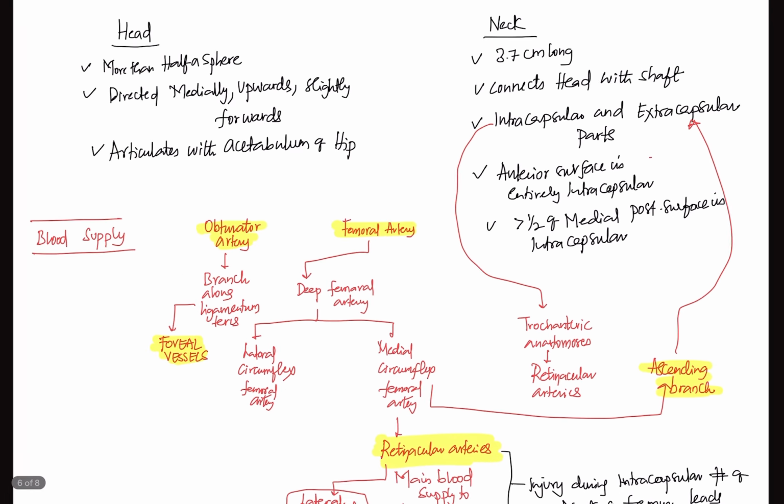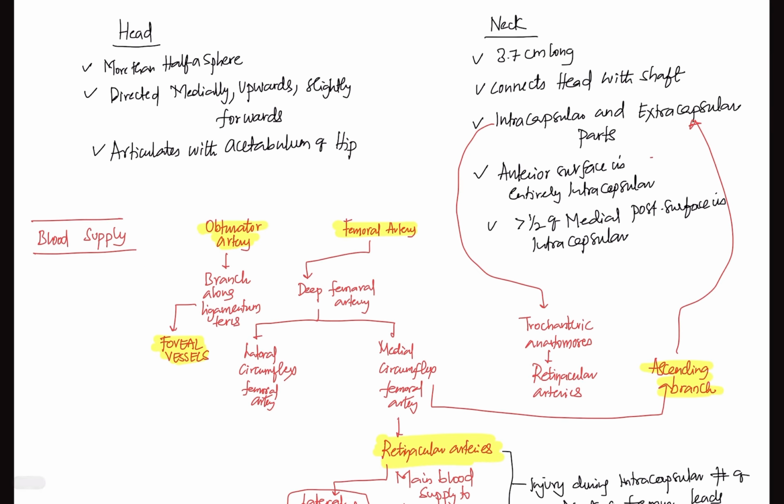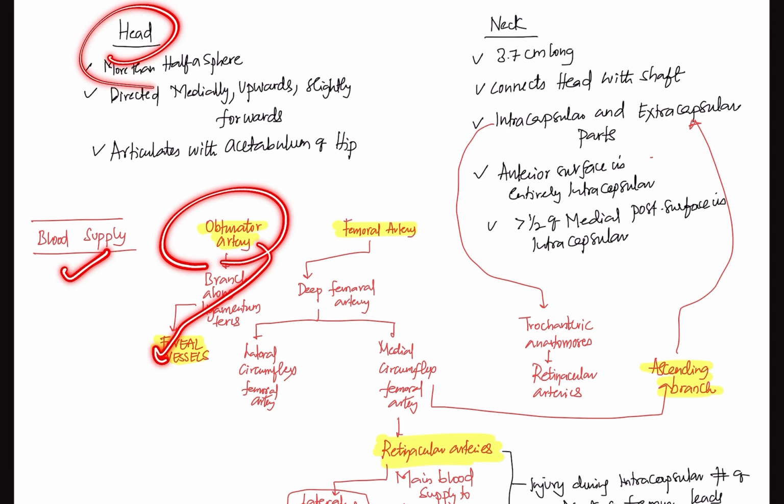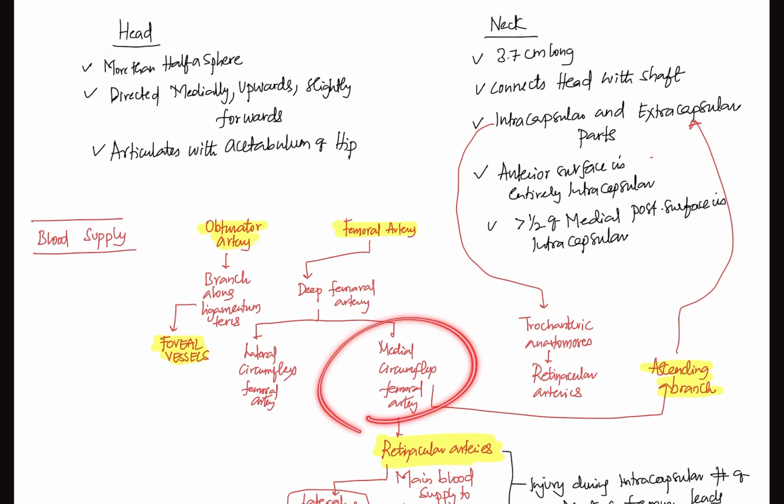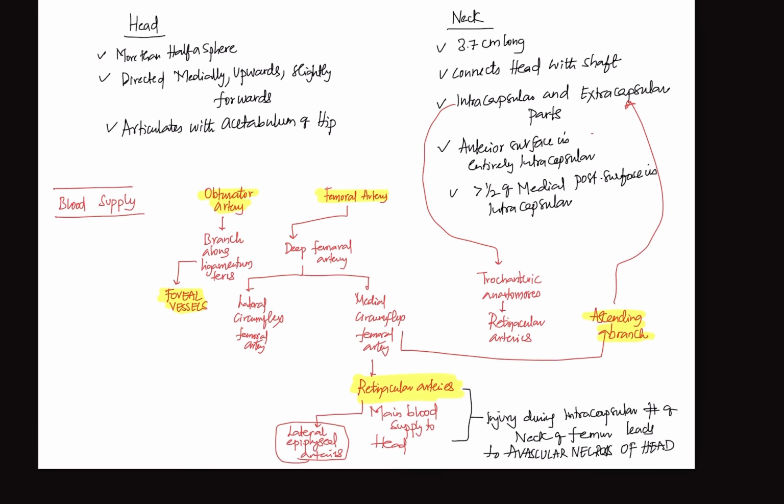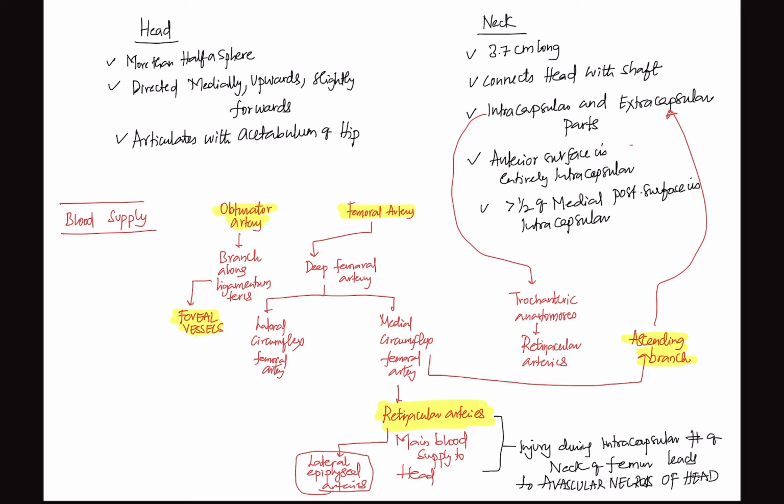Now coming back to the same table, as I said, the blood supply to the head of the femur is from the obturator artery, which gives the foveal vessels, and the femoral artery, which is divided into deep and superficial femoral. The deep femoral gives the lateral circumflex and medial circumflex femoral arteries. The medial circumflex femoral artery gives retinacular arteries, and these retinacular arteries have lateral epiphyseal arteries, which are the main blood supply to the head.